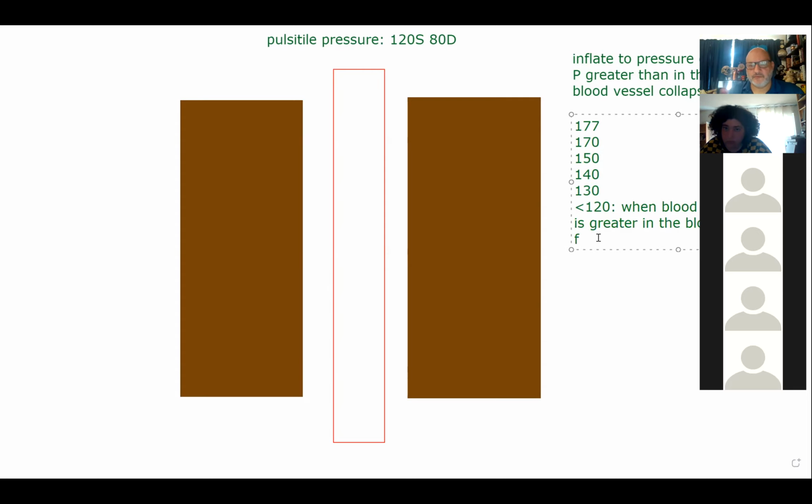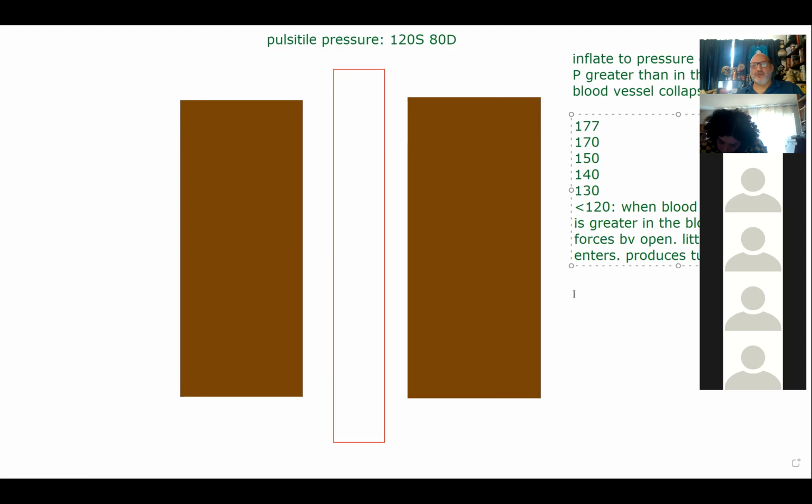Now, does this last for a very long time? No. And is the little bit of blood that's able to get in there going to move nice and smoothly through this blood vessel? No. So what happens is that little bit of blood produces turbulence. And as it produces that turbulence, you hear it as that whooshing sound, that Korotkoff sound.